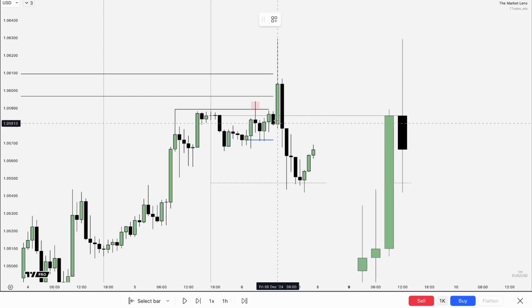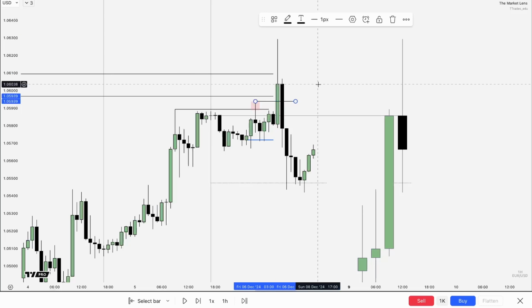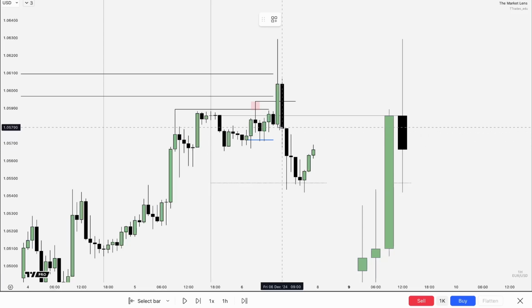Now we have another sweep over this high. What happens here? Well, do we get a closure through the series of candles that made that high?